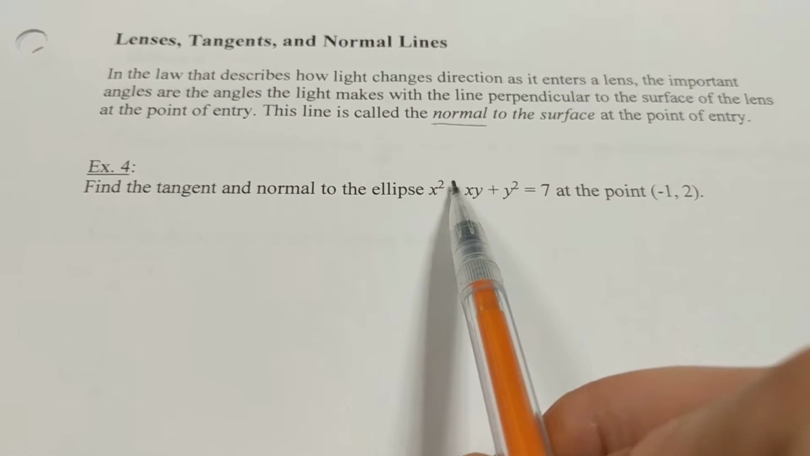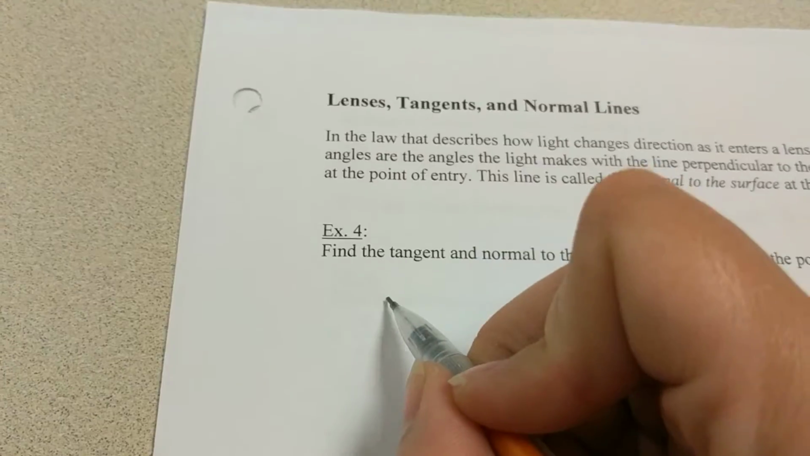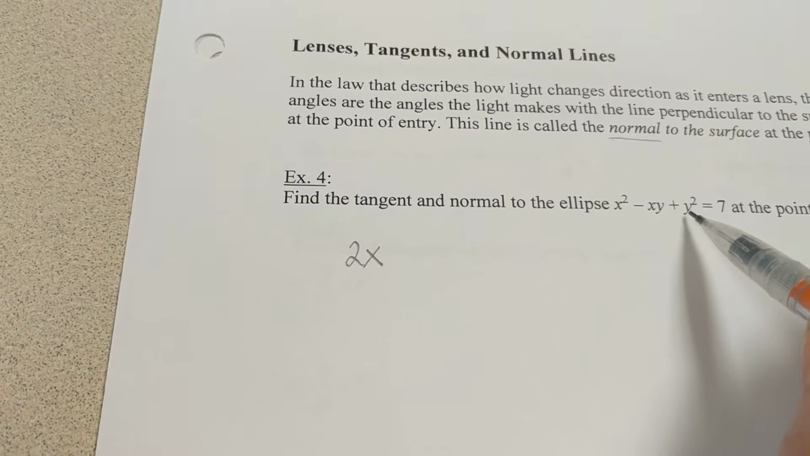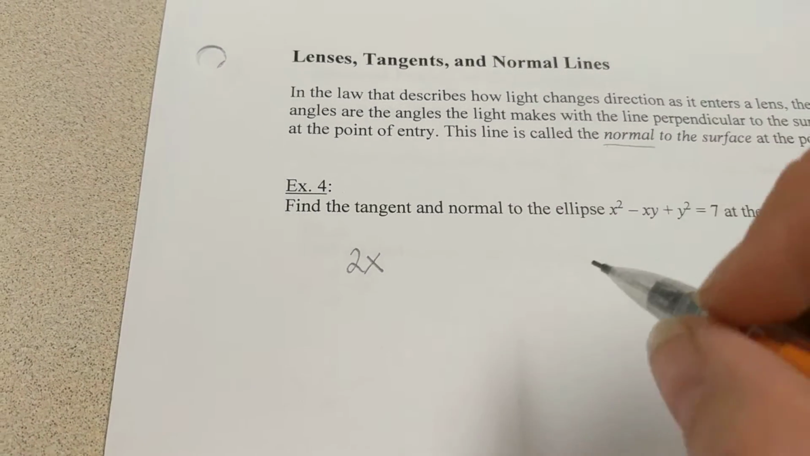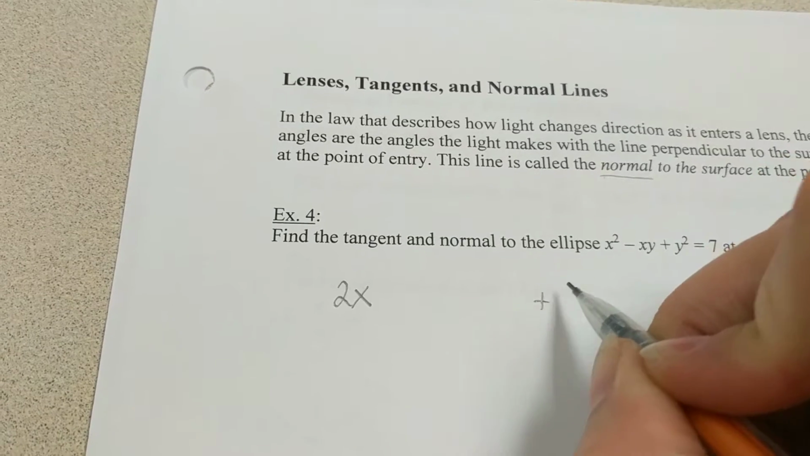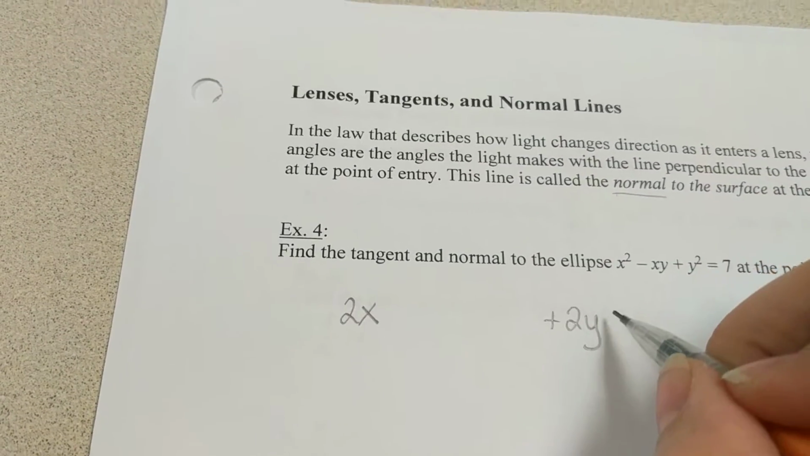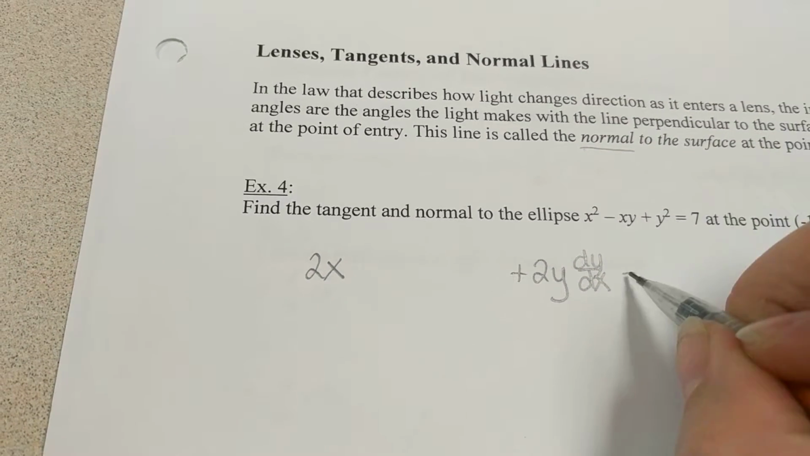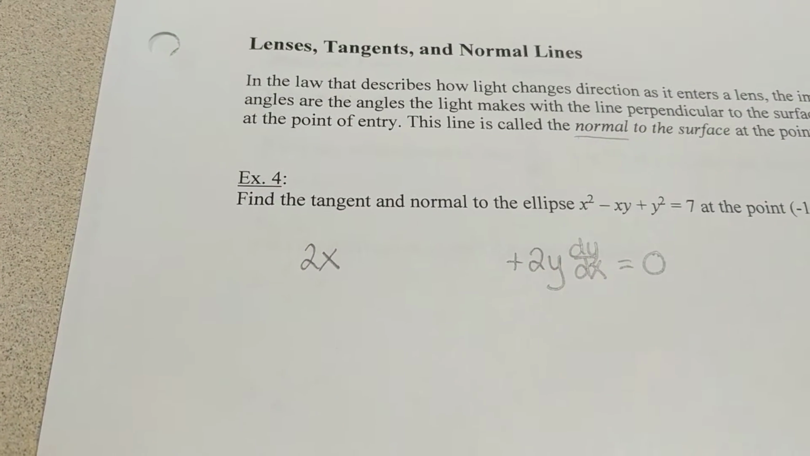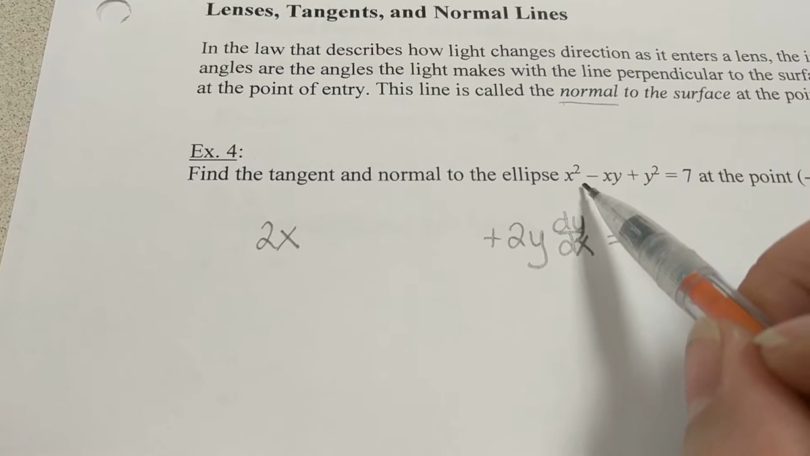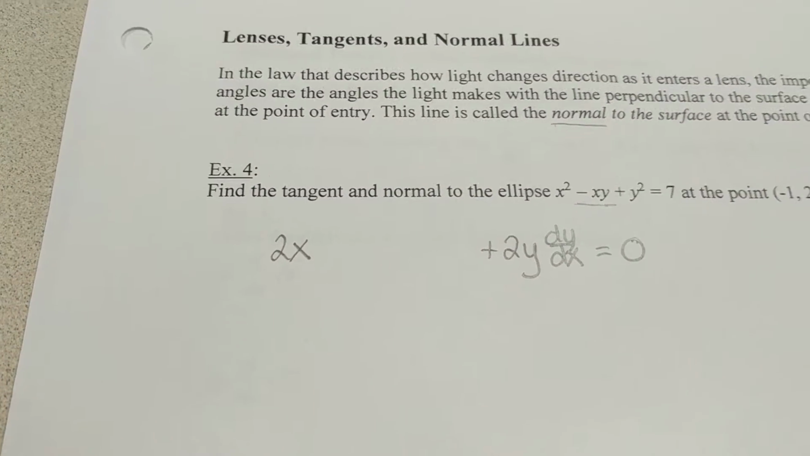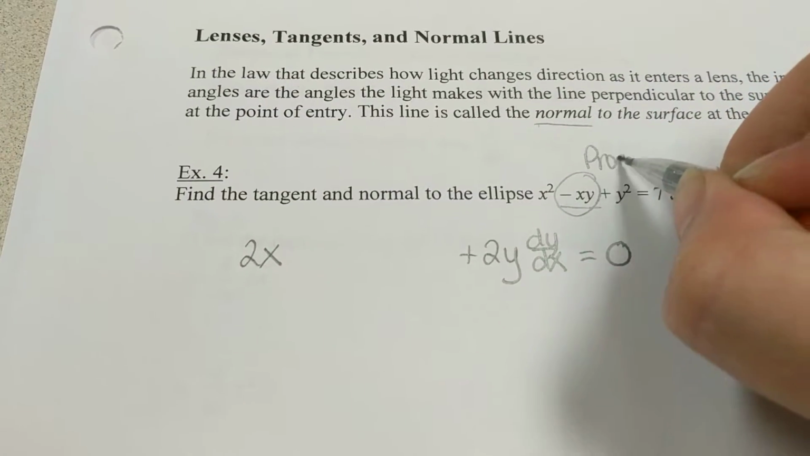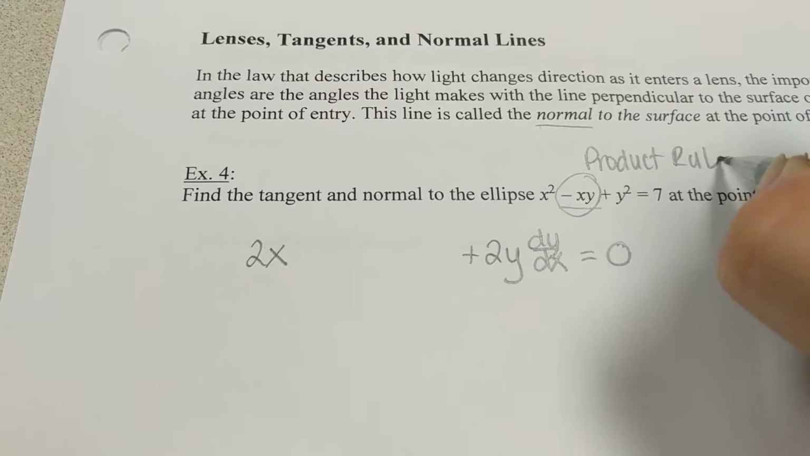With respect to x, the derivative of x squared is 2x. Now I'm going to leave this one alone for just a minute. Over here, the derivative of y squared, I'm going to go ahead and leave some space, is 2y dy/dx, with respect to x. And then the derivative of 7 is 0. Now, what I hope you notice is right here we've got this minus x times y. I want you to circle that and write yourself a note. We have to do product rule here.